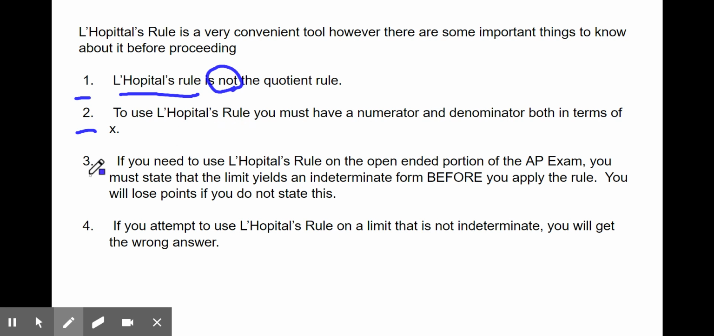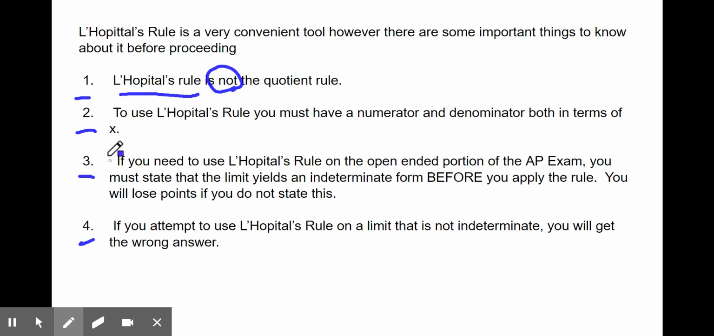All right. Number 3, if you need to use L'Hopital's rule, again, on the open-ended portion of the exam, you must state the limit yields an indeterminate form before you apply the rule. Okay, you cannot just go and start using L'Hopital's rule whenever you want. And that brings me to number 4. If you attempt to use L'Hopital's rule on a limit that is not indeterminate, you will get the wrong answer. Okay, you will get the wrong answer.